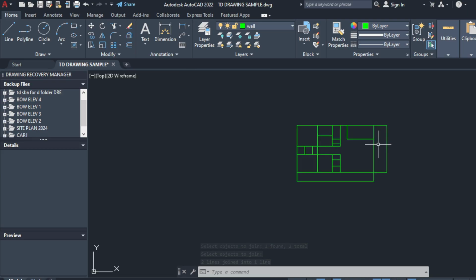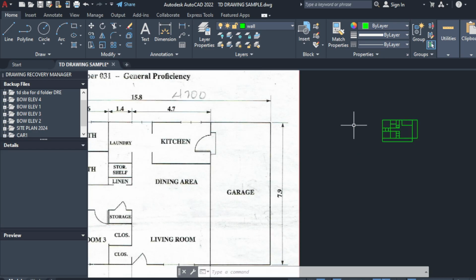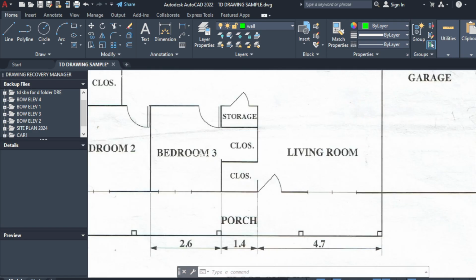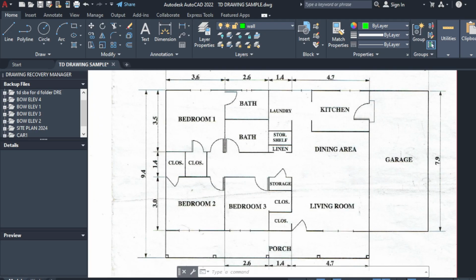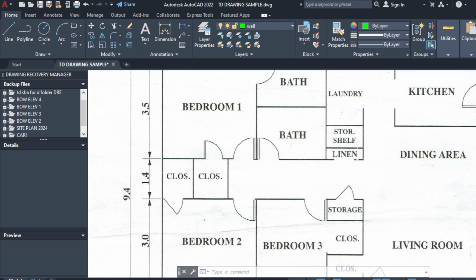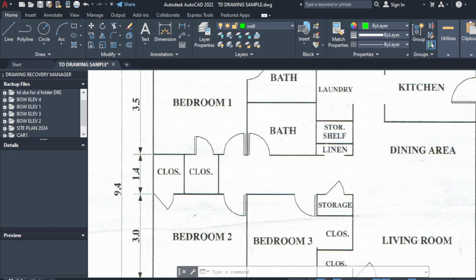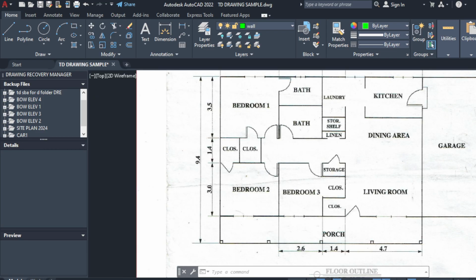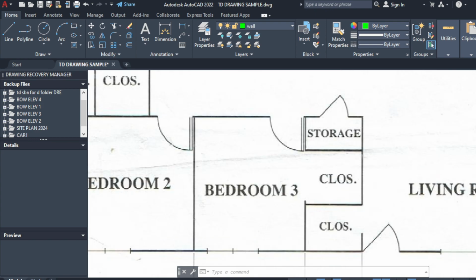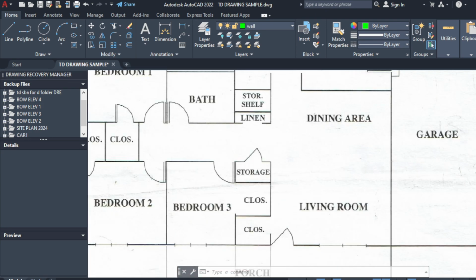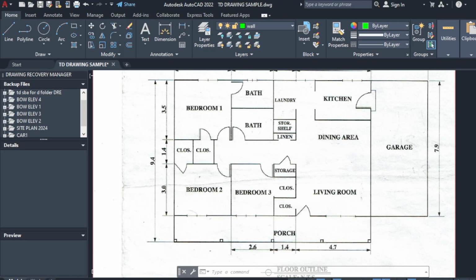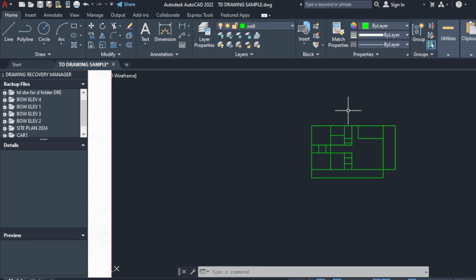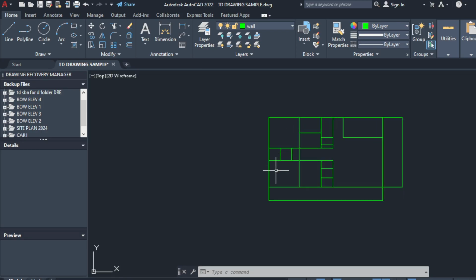Right, I drew back what was given here, right, with the measurements. I use my discretion for the linen, the storage, and the laundry space. Alright, and below that the storage and the 2 closet spaces. I use my discretion for the measurements that were not given. So here is part 1, drawing back the layouts.